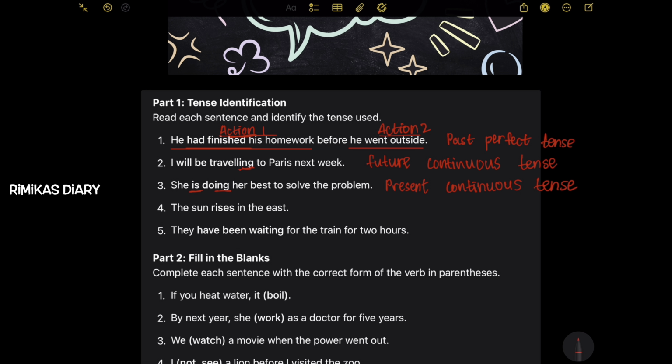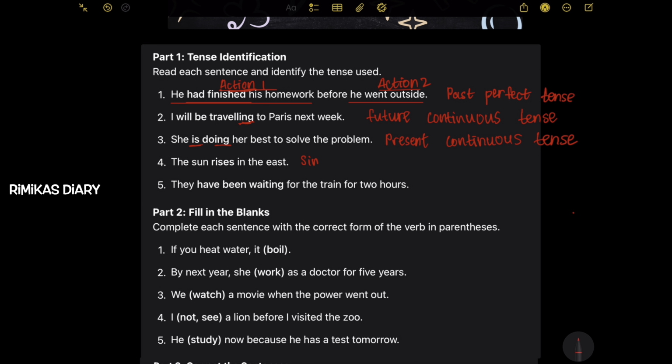The sun rises in the east. It's simple present tense, since it's a fact.